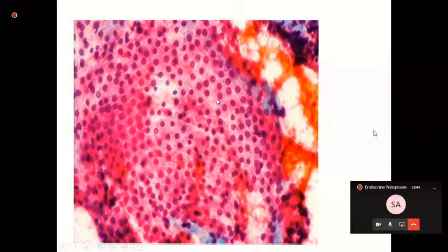See the cells. I cannot see... I mean, we can see it is uniform, the same size. No, a bit different size. See, this is a small one, this is a bit bigger, but they are abundant. Like honeycomb, and in the background you can also see the colloid there. This is the aspiration of a normal thyroid.